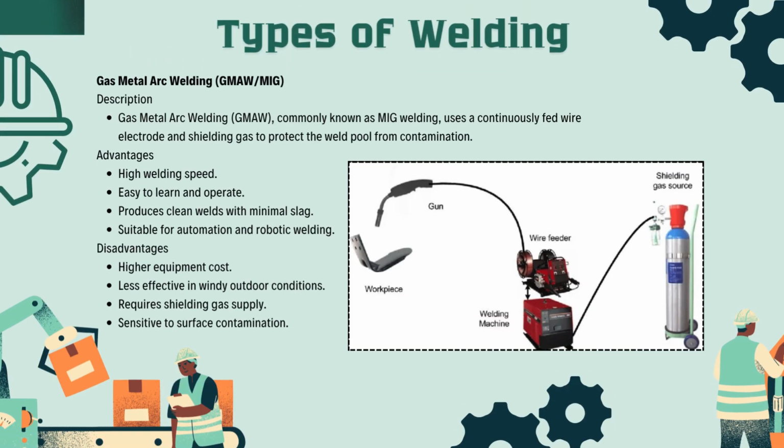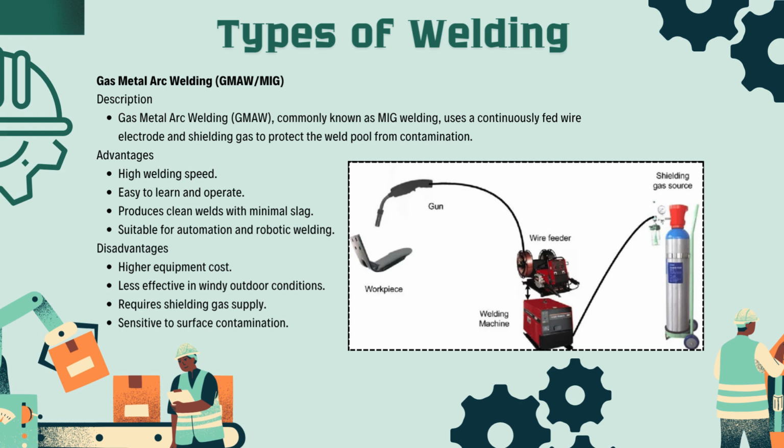The second type is gas metal arc welding, commonly known as MIG welding. MIG welding uses a continuously fed wire electrode together with a shielding gas to protect the molten weld from contamination. This process offers high welding speed, is easy to learn, produces clean welds, and is suitable for automated and robotic manufacturing. Its disadvantages include higher equipment costs, the need for shielding gas, poor performance in windy outdoor environments, and the requirement for clean metal surfaces before welding.